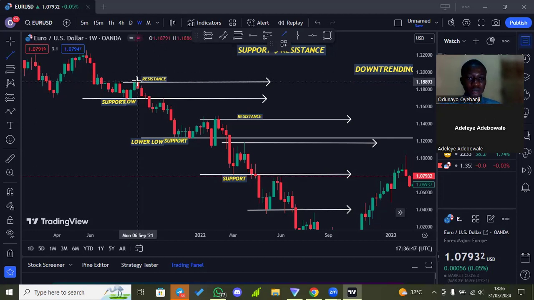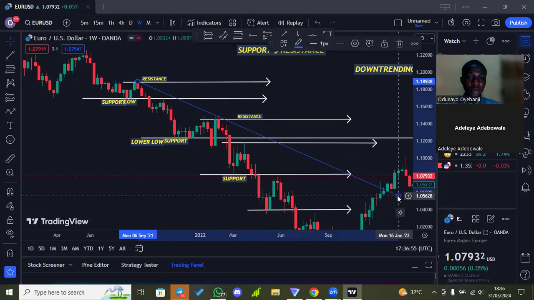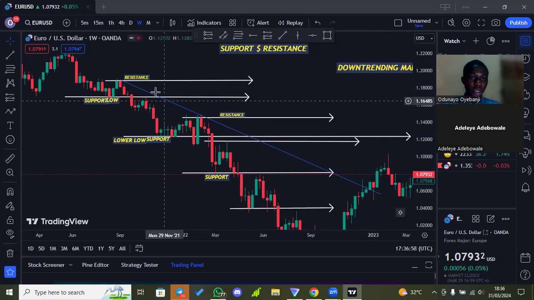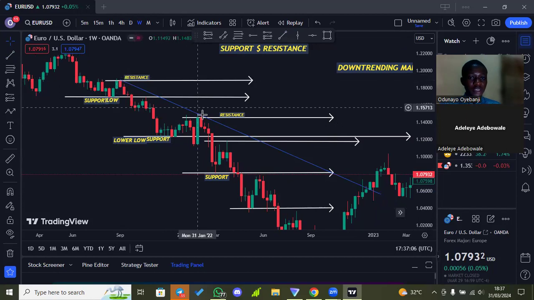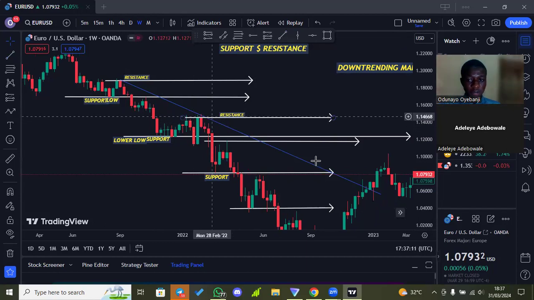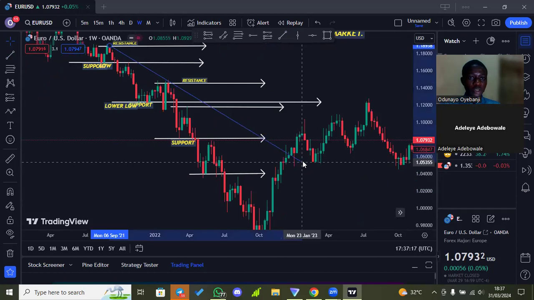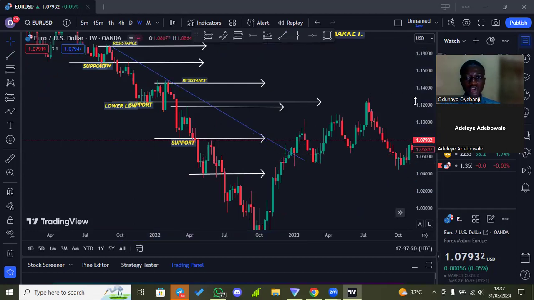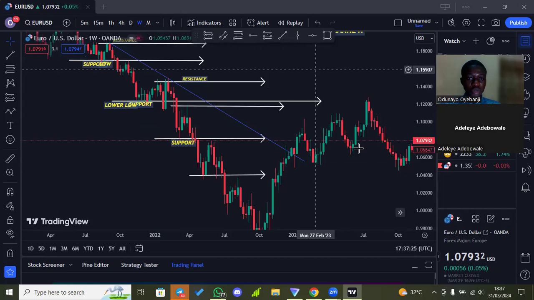So now, in a downtrending market, we have a trend line drawn like this. This is an example of a trend line. What did we do? We connected two resistance together. Are you following me? We connected two resistance together to form our downtrend trend line.